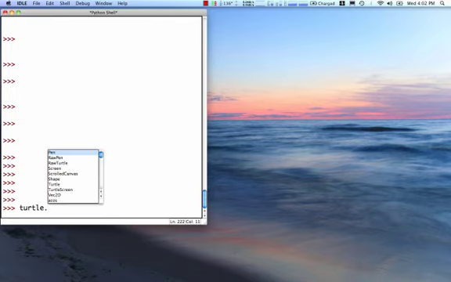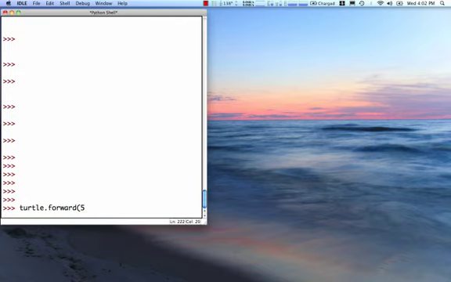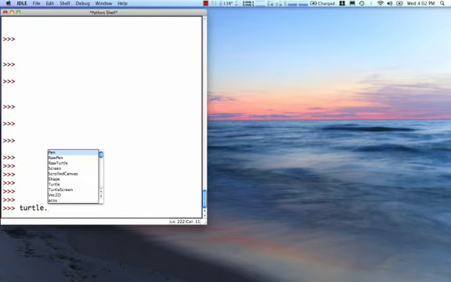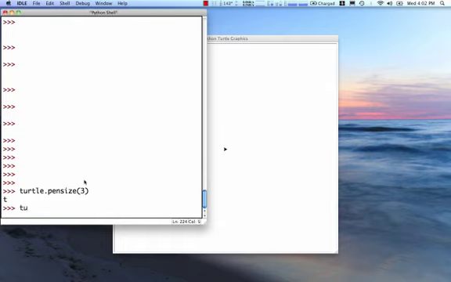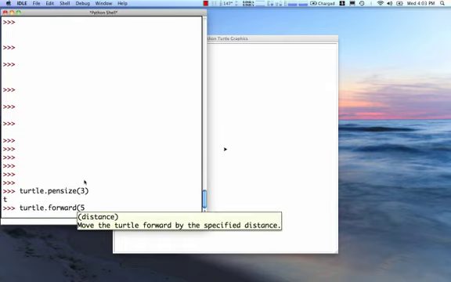We can go forward something like 50. Oops. Now let's go. You want to make a pen size so that we can see it. So there is a pen size. Let's try a value of 3. Now, let's go forward 50.